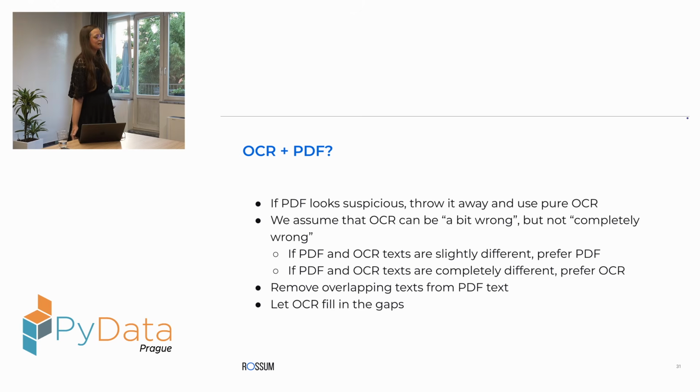Okay, so I already mentioned that we decide if we want to use PDF or OCR, and that wasn't entirely true. Actually, we combine those two in most cases. So first, we have to somehow decide if we can trust the PDF. We do it in a few different ways. It's nothing super sophisticated. Then we always run the OCR, and we compare the output of the OCR and of the PDF text.